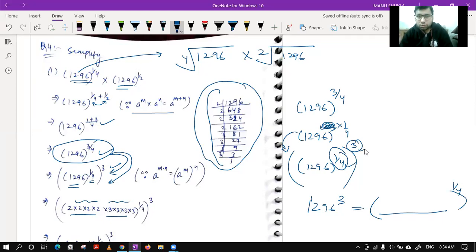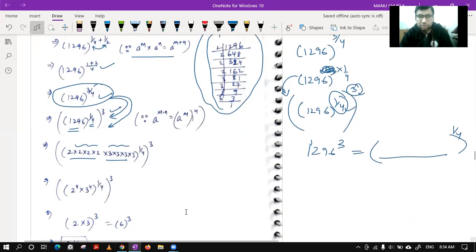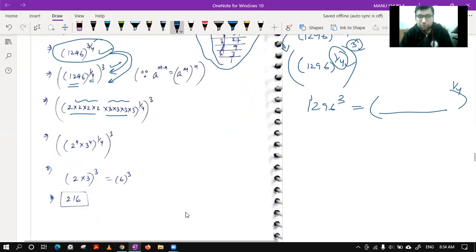Okay. So you can see we have got the answer as 6 power 3. And now finding 6 power 3 is very easy for us. And we got the answer as 216. I hope this one is clear to everyone.